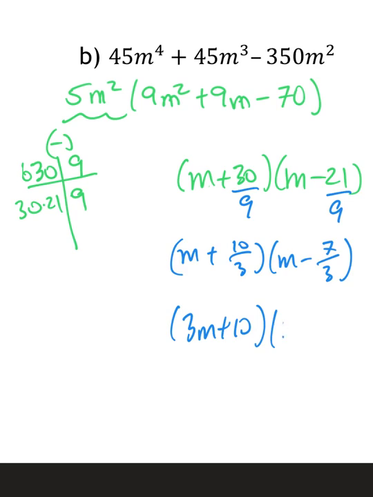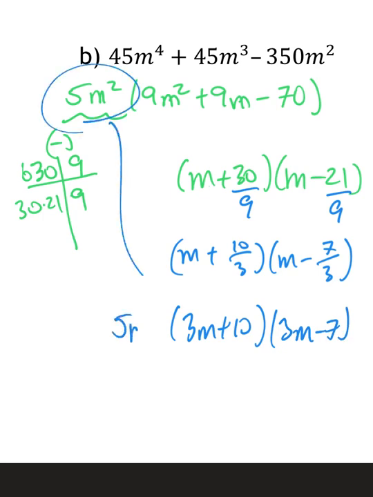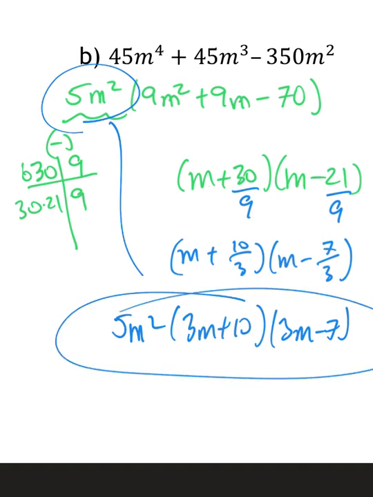Whoops. Sorry. 3m minus 7. So big numbers. If you can do this one, you're good. And then bring down your GCF. So 5m squared. And you are finished. So big numbers. That's all I can do to make it harder is just give you bigger numbers.